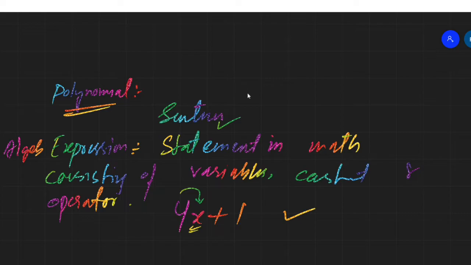Now let me give one more example, for example, x raised to minus 2, plus 4z plus 1. This is also an algebraic expression because we have z as a variable, x as a variable, 1 as a constant. 4 is the coefficient of z, and the coefficient of x raised to minus 2 is 1. So this is how you know what an algebraic expression is.